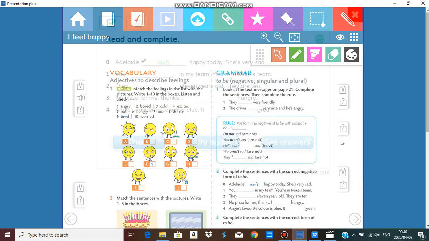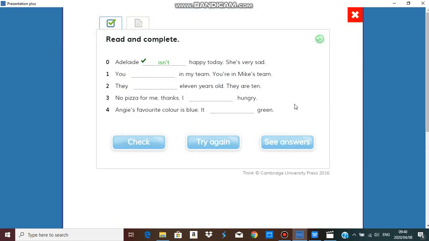Let's take a quick look at our first exercise for today. It says Adelaide isn't happy today. She's very sad. Number one, you something in my team. You're in Mike's team. You, is it am, is, or are? You are. But we are dealing with the negative, so we will put aren't. You aren't in my team. They, you'll use are, but it's negative, so they aren't.